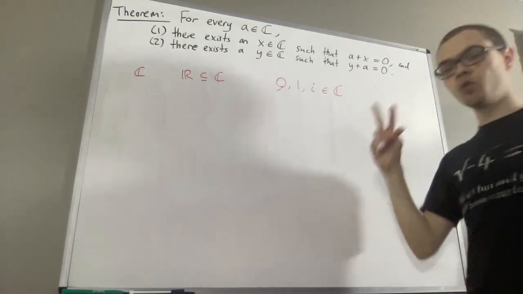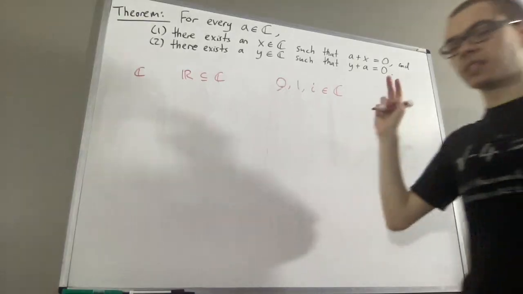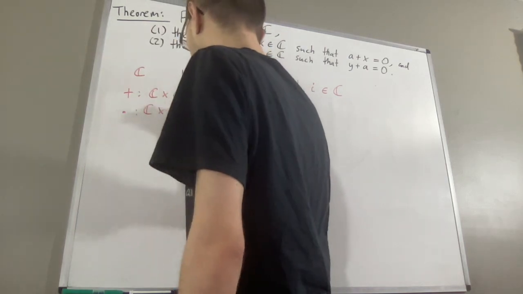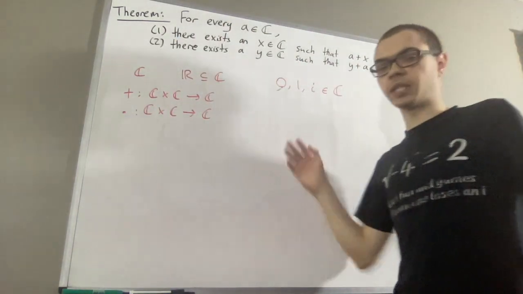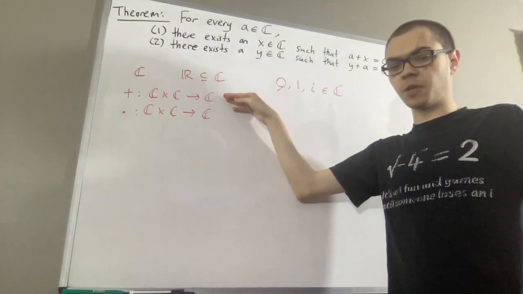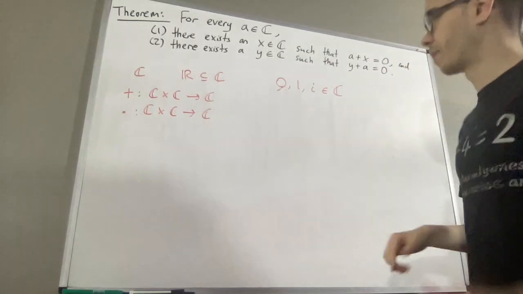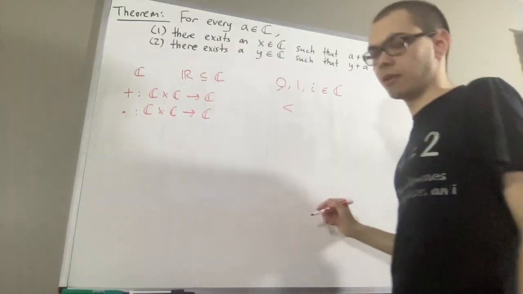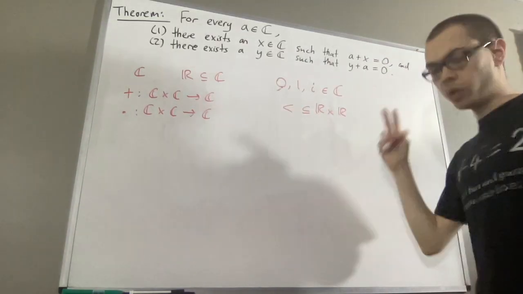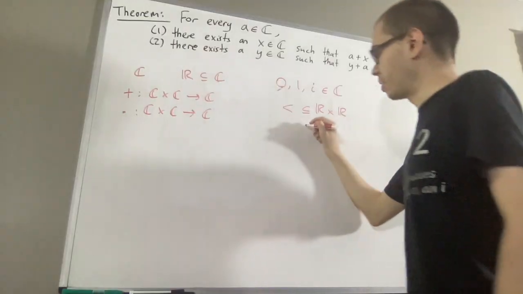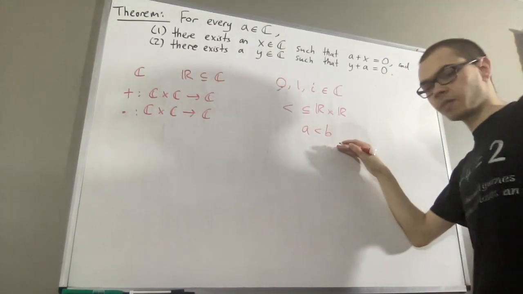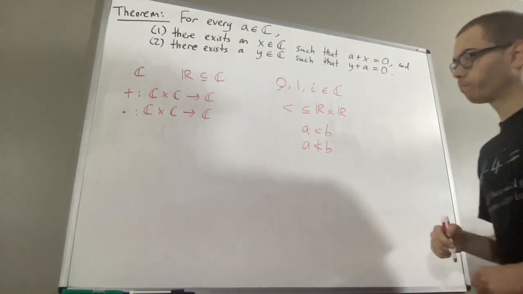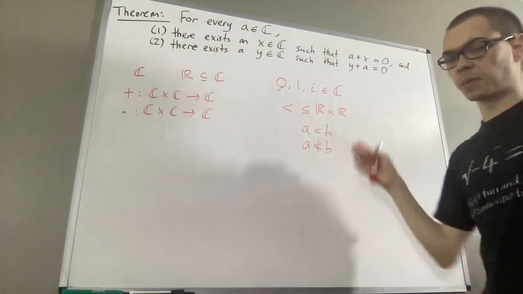We're given two binary operations on the complex numbers, addition and multiplication. So given any two complex numbers a and b, a plus b is a complex number, and a times b is a complex number. We also have a relation on the set of real numbers called the less than relation. So given any two real numbers a and b, it might be the case that a is less than b. We write it like this. Otherwise, a is not less than b, and we write that. And from here, we have a list of axioms for the complex numbers.